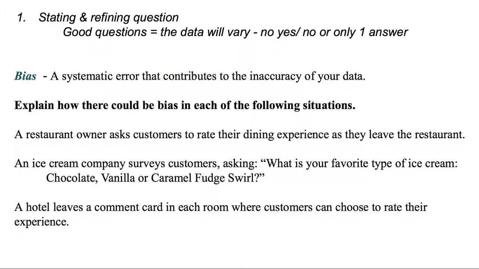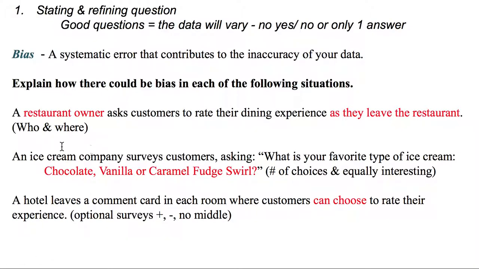Okay, so when I think on the first question, I've got a who bias and a where bias. The restaurant owner is biased because if he's asking you, you're less likely to say that you didn't have a good experience. And if he's asking me as I leave the restaurant, I want to get out of there and I don't want to insult him. So who and where, I'm not going to get good data on this question.